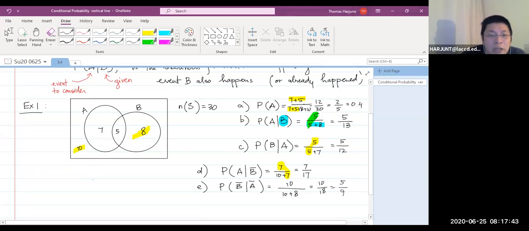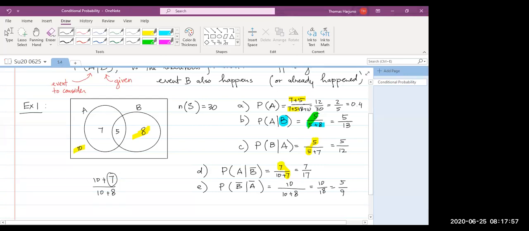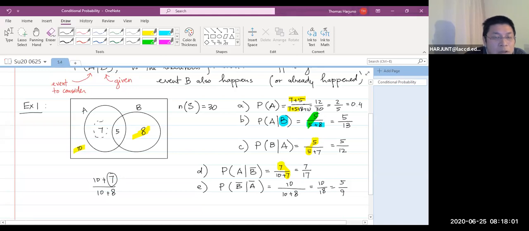Okay, now the answer 10 plus 7 over 10 plus 8 will not be correct because this 7 is not part of the denominator. Right? It won't be true. Because for you to select this element here, it has to start with something on the denominator. But Thomas, that 7 is outside of B though. It is true, but we select from those outside of A.